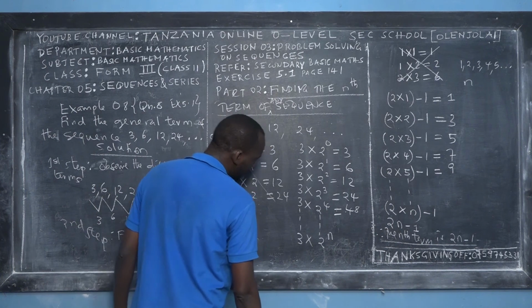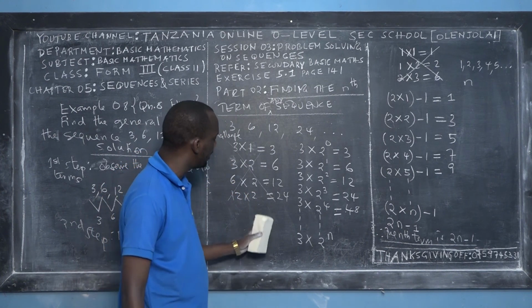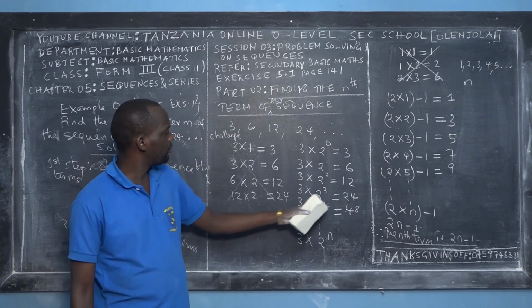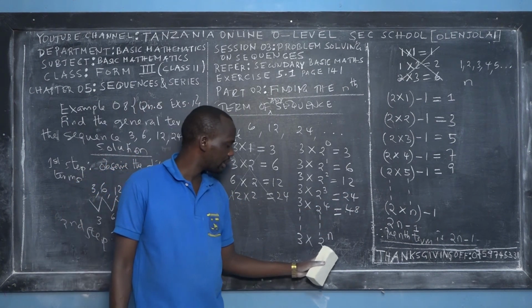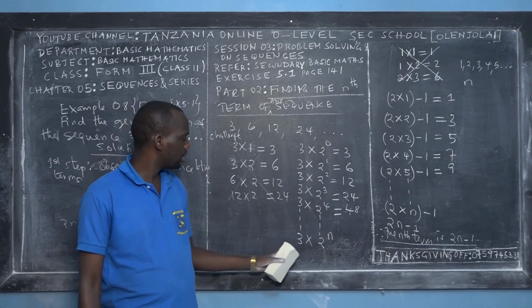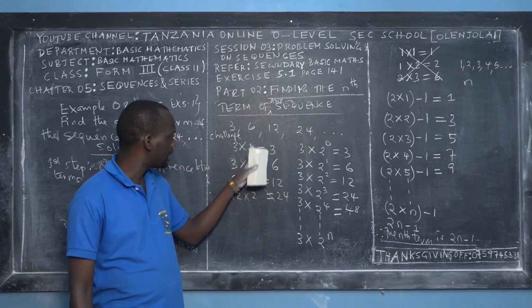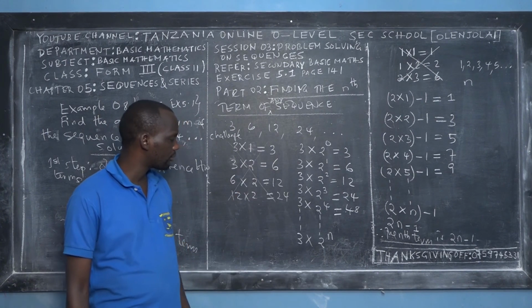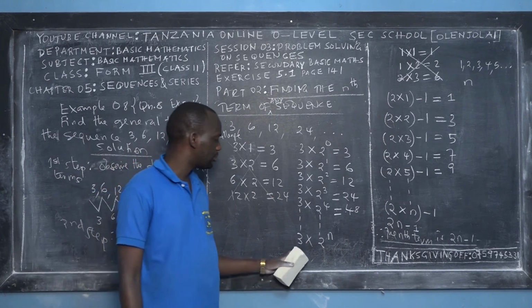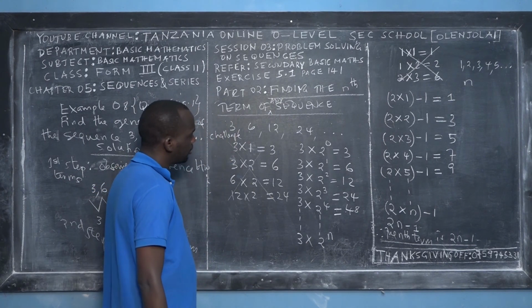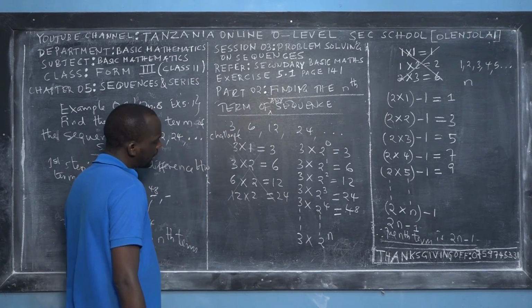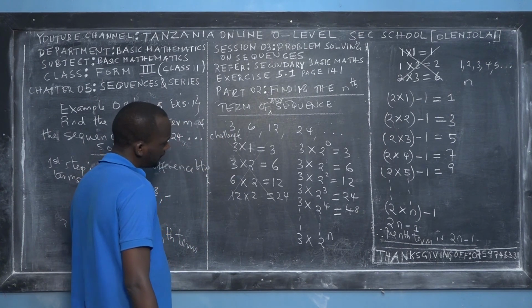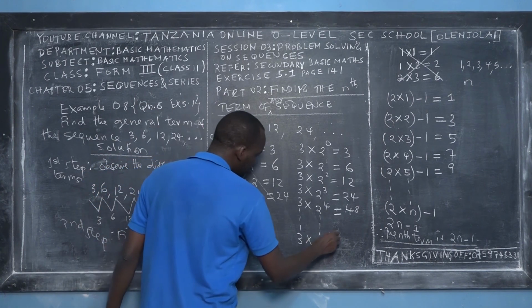So for instance, if you want to get the fifth term, 1, 2, 3, 4, 5, the fifth term, we say that n is equal to what? n is equal to 4, because the sequence has started from 0. So for this case, it is 0, 1, 2, 3, 4. So if n is equal to 1, it will be n minus 1.